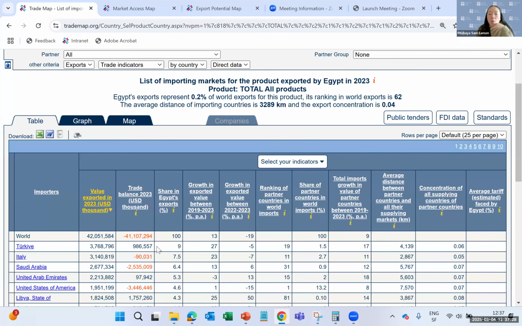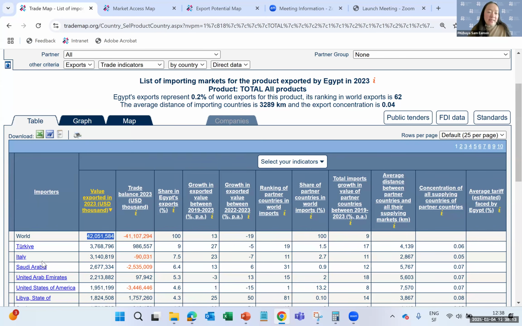What's important is to always read the title of the table. We're looking at the list of importing markets for the product exported by Egypt. So all product exported by Egypt. What you're looking at is Egypt's biggest trading partner, and it's being sorted by value exported in 2023. It's being sorted, and therefore the title is in yellow. You see here that Turkey is Egypt's biggest trading partner, and the number that you see here is actually in USD thousands. So whenever you see value in Trade Map, you need to add 3 more zeros.